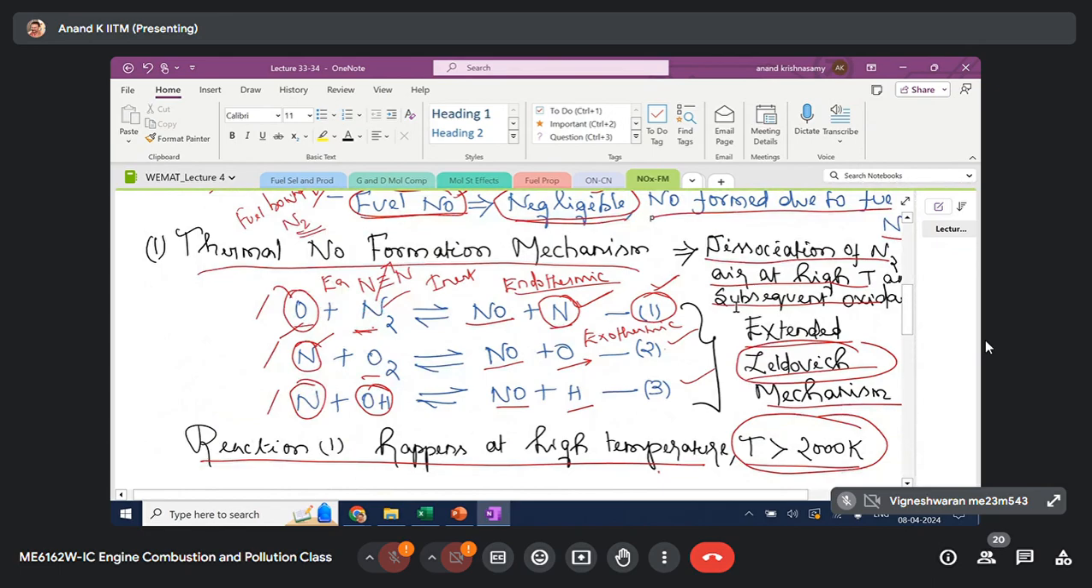In thermal NO formation, we have three important reaction steps, as we discussed in the previous class. Put together, these three reactions are called the extended Zeldovich mechanism. Zeldovich was a scientist who discovered these three chemical reactions, which are extensively used in modeling. When you do CFD modeling, you need to model how the pollutants are forming, and this is one of the important models used to capture NO formation in an internal combustion engine.